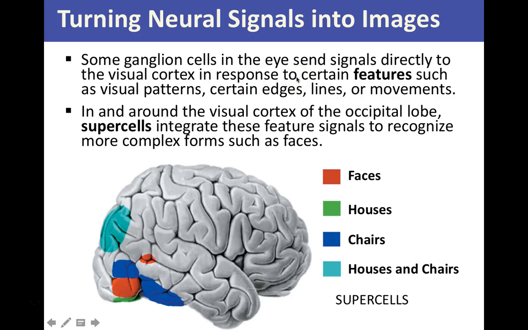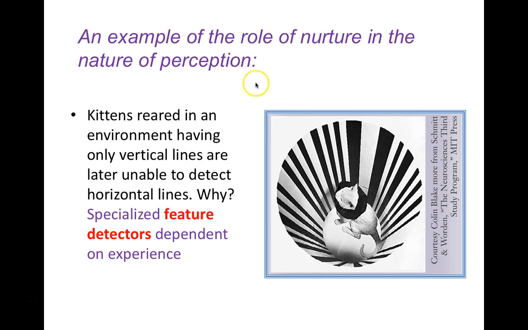So another term for these is feature detectors, okay. You can read about that in a little bit in the textbook because it goes into it a bit more than I will. Okay, so an example of the role of nurture and the nature of perception. So we talk about these feature detectors. In some ways they are dependent on experience.